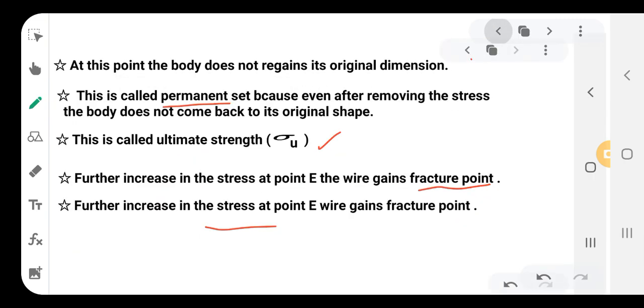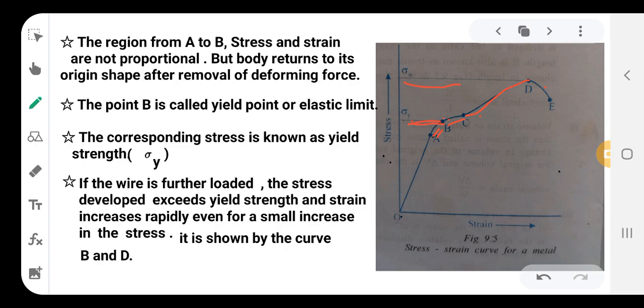So this is known as the stress and strain curve. From O to A is a proportionality curve. That means it obeys Hooke's law. From A to B, it has extended a little bit. It does not obey Hooke's law.